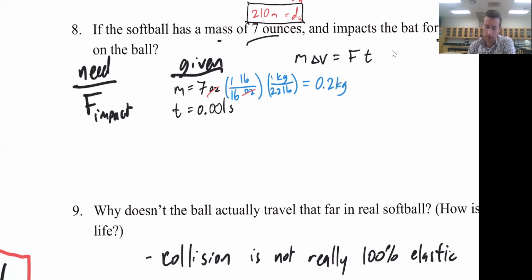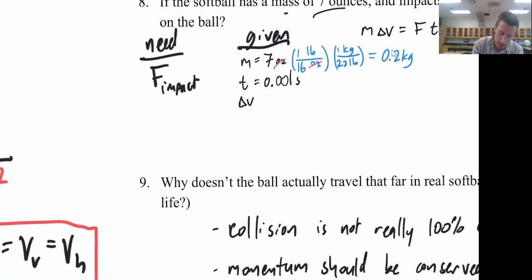Cool, 0.2 kilograms. Great. Okay, the next part is I now need my change of velocity. And to find my change of velocity, I'm going to draw a little diagram. So I'm going to draw out, here is my batter, and she has the bat, and she also has legs. I'll include legs for her. Here is my pitcher, also with legs. So the pitcher takes the ball and throws the ball towards the batter.